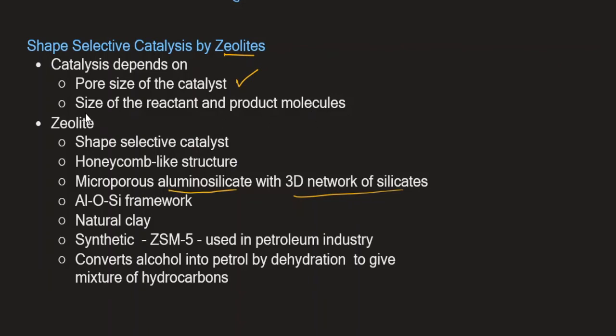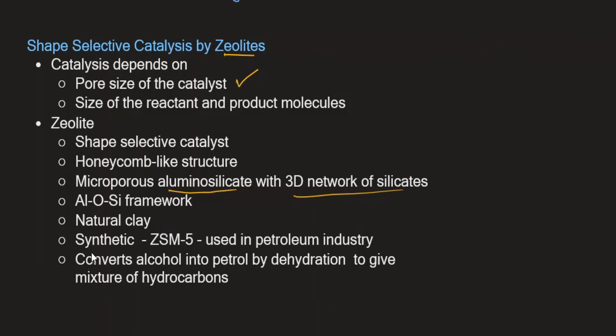Secondly, the size of the reactant. The size of the reactant and product molecules should match with the pore size of the catalyst, so automatically there will be selectivity. The shape selective catalyst, which is zeolite, is the best example. It is a microporous aluminosilicate with a three-dimensional network of silicates, and it has an aluminum, oxygen, silica framework. It's a natural clay with a honeycomb-like structure.